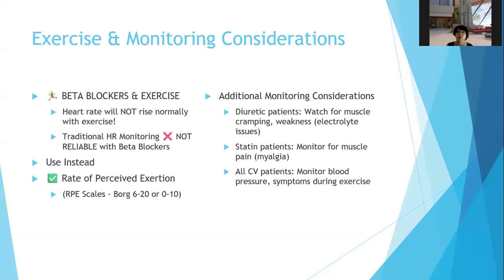For patients that are on diuretics, watch for muscle cramping and weakness because that could be a sign of electrolyte issues, which can be very serious. For people who are on statins, you want to monitor them for muscle pain, myalgia, because that can be a serious side effect. And for all cardiovascular patients, you want to monitor their blood pressure and their symptoms during exercise. And a lot of them, you also want to measure their oxygen saturation.